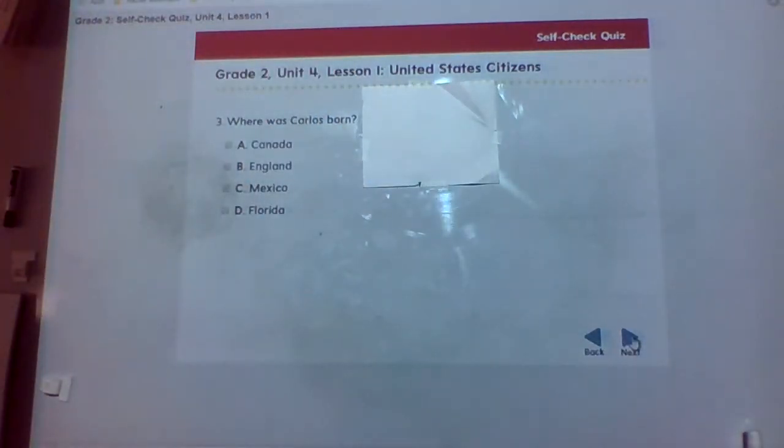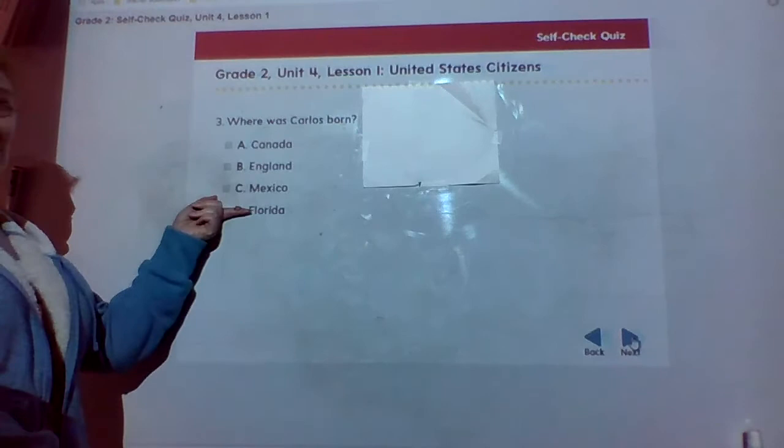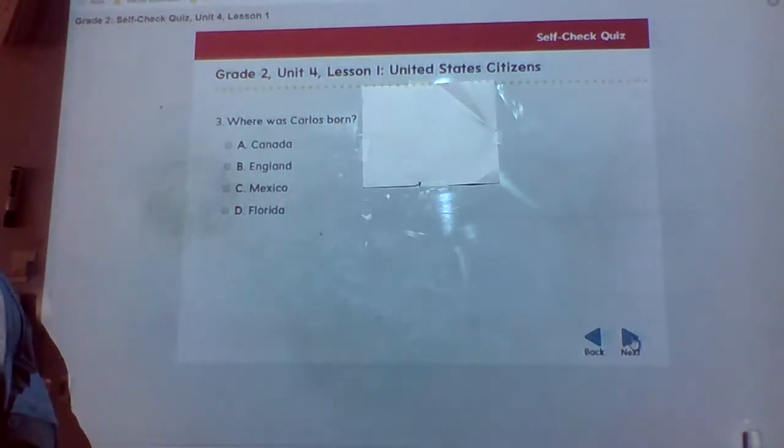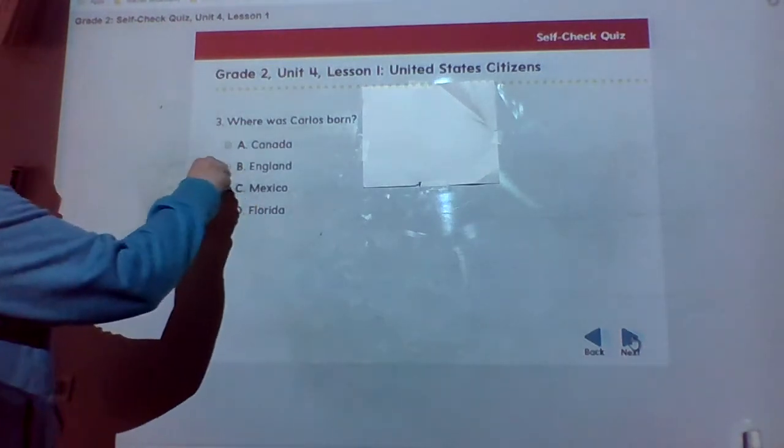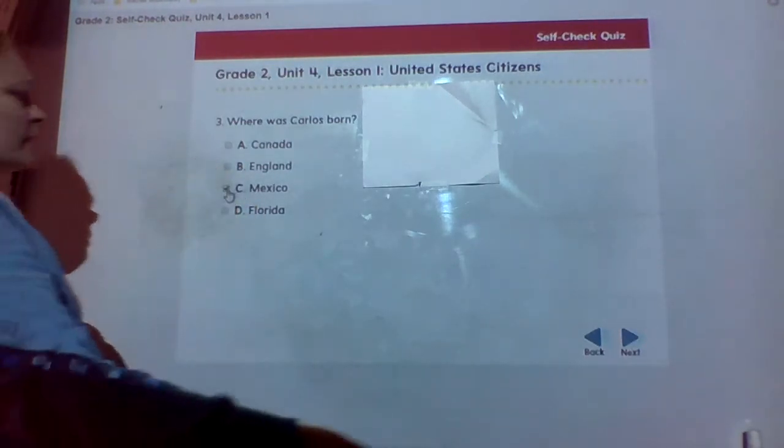Where was Carlos born? It's a good question, isn't it? Do you think he was born in Canada? No. England? No. Mexico? Or Florida? Well, Florida's in the United States, so it can't be Florida. And Canada and England, I don't think he would have the complexion he has. So let's go with Mexico.